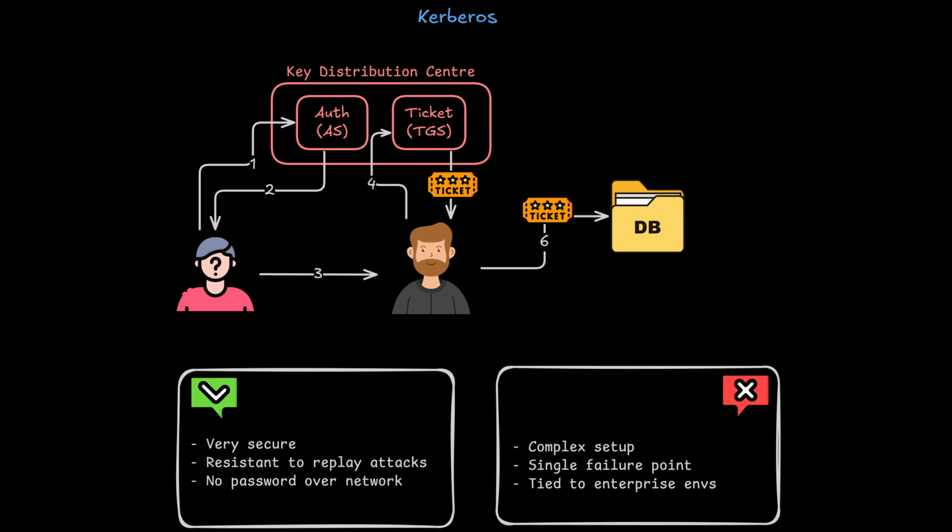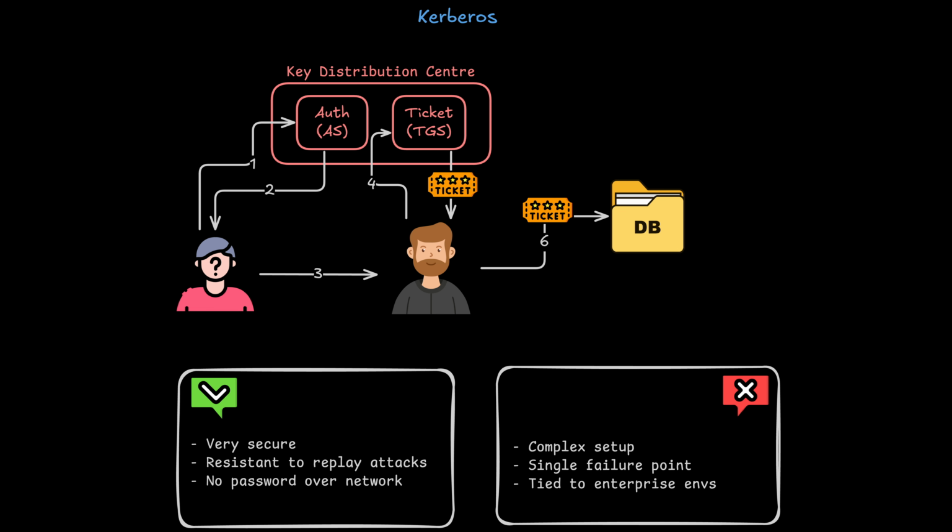Let's take a look at Kerberos. Kerberos is a ticket-based authentication protocol often used in enterprise networks. Instead of sending passwords around, you authenticate once with a central server called the Key Distribution Center, and then use encrypted tickets to access services.